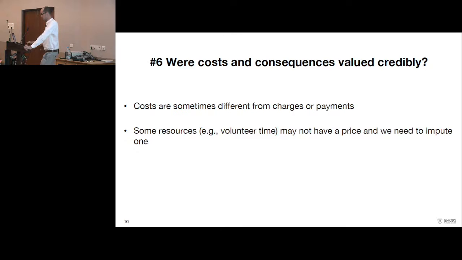So now number 6, were costs and consequences valued credibly? When we talk about costs, you can use charges, you can use reimbursements, you can use some proxy for costs. That is important to be described. How did the researchers get to these numbers? Why particularly is this number the cost? And they should be clear about whether it is a charge, whether it is a variable cost, and so on.